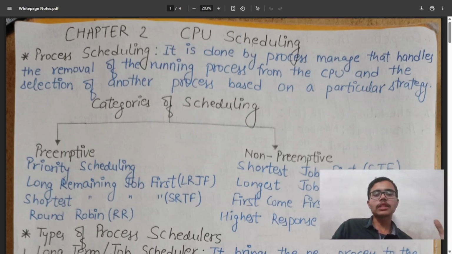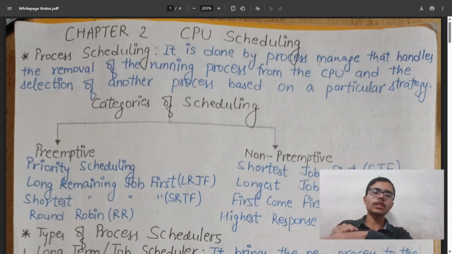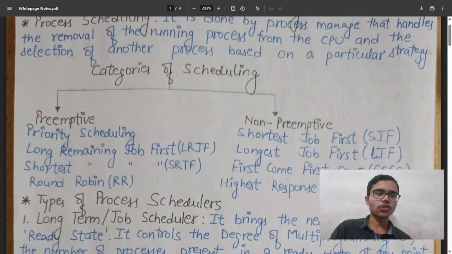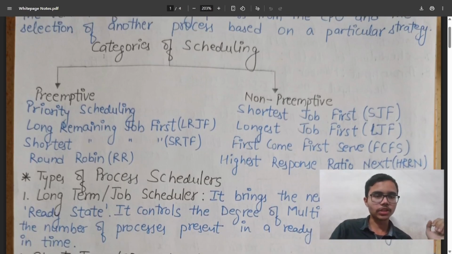There is a process manager which handles the removal of the CPU processes. Like my OBS is currently running, then it removes the running process and adds the next process which is going to execute. Then it removes that process and puts another process which is going to execute further. So this is the intro of this chapter, and let's start with the important things.